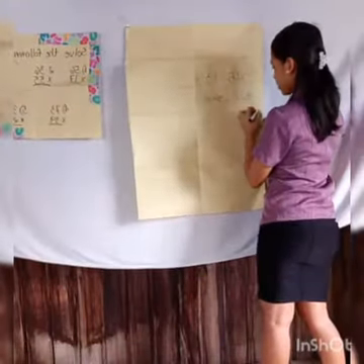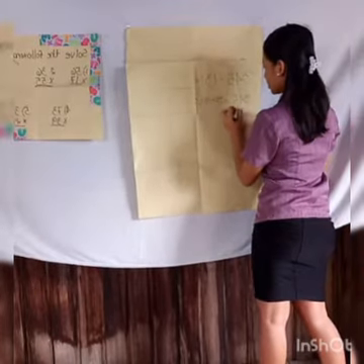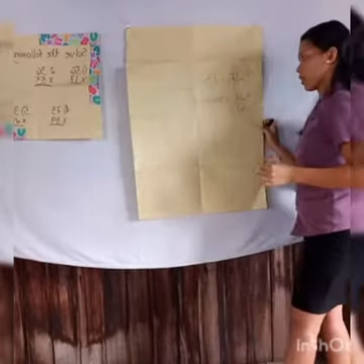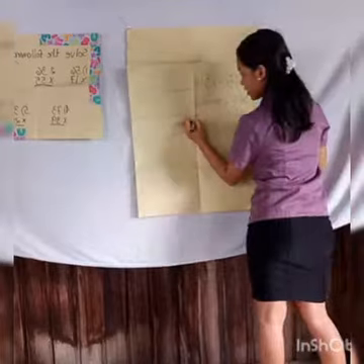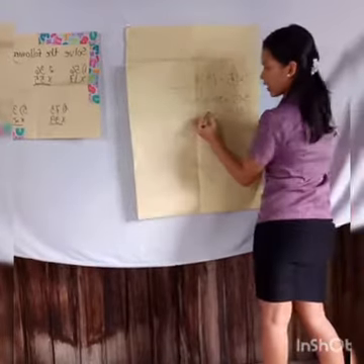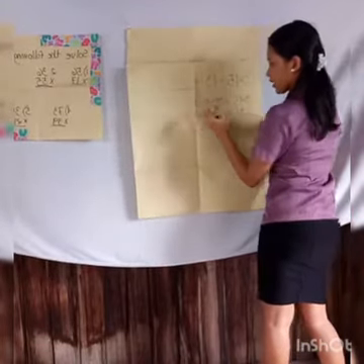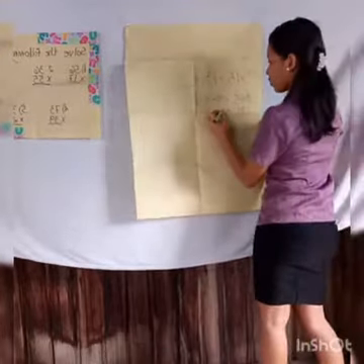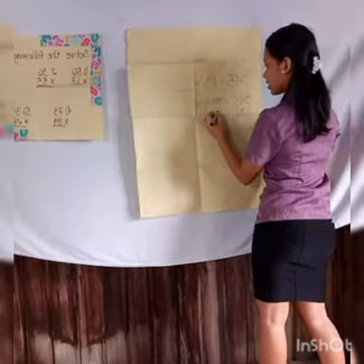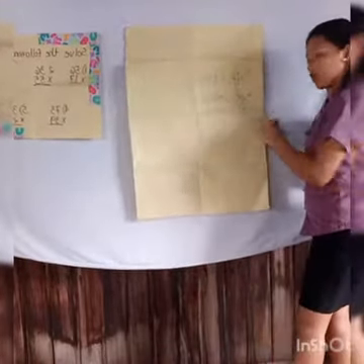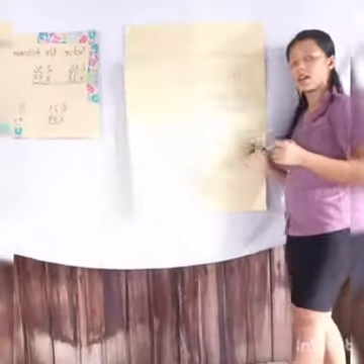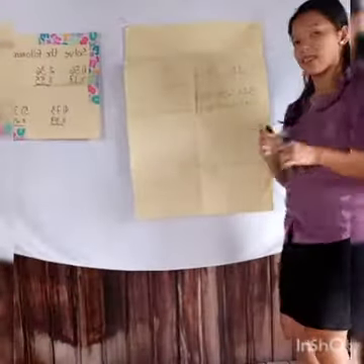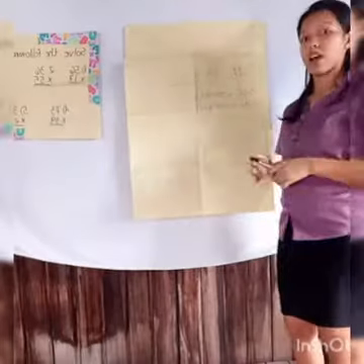How about 131? 131 is equals to 1, which is still 1 since it is in the ones place, and then 3 will be 30 since it is in the tens place, and then 100 for the 1 since it is in the hundreds place. So the next step is we will subtract them.